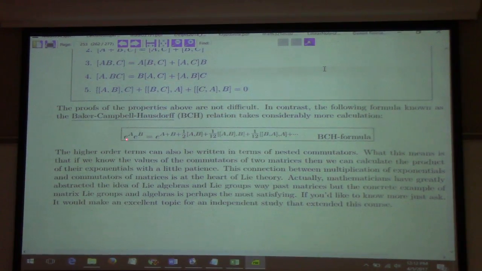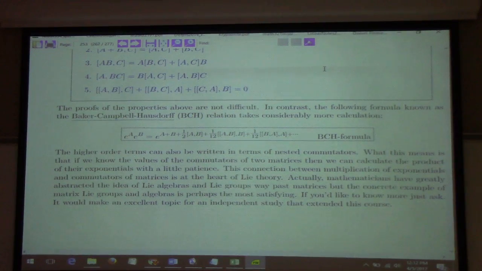Anyway, so here's what's generally true. E to the A times E to the B is E to the A plus B plus 1 half the commutator of A and B plus 1/12 the commutator of A and B with B plus 1/12 the commutator of B and A, comma A. Now, I'm not sure about these signs actually. I probably should put plus or minus here. I never remember.